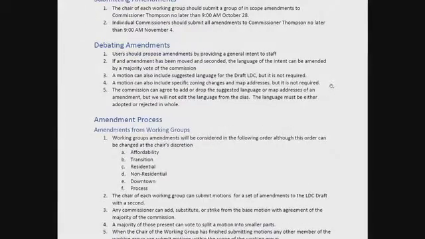Users should propose amendments by providing a general intent. So generally, we're going to vote on the intent. If an amendment has been moved and seconded, language can be amended by a majority vote. So feel free to make amendments to the intent. A motion can also include suggested language, but it's not required. And I would add it's probably not recommended, but it's up to you guys. A motion can also include specific zoning changes and map addresses, but it's not required.